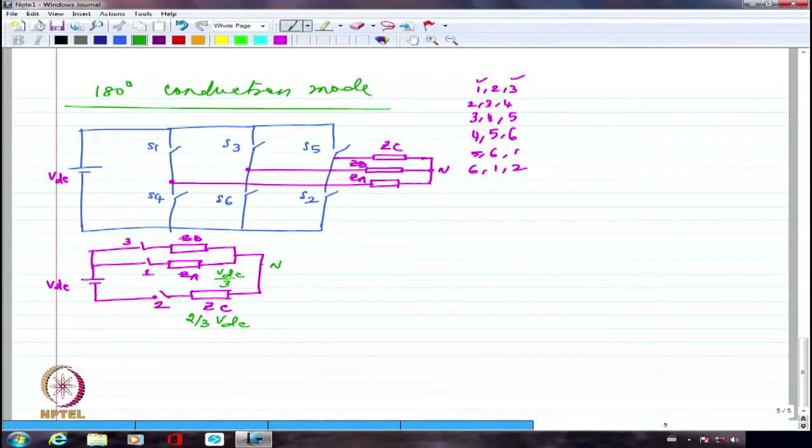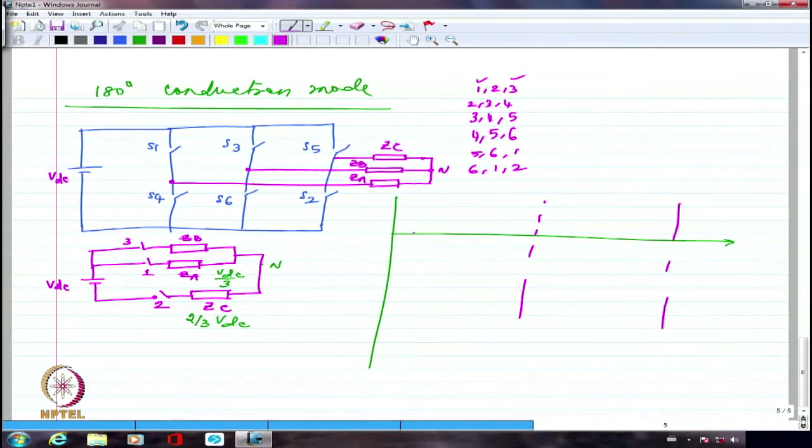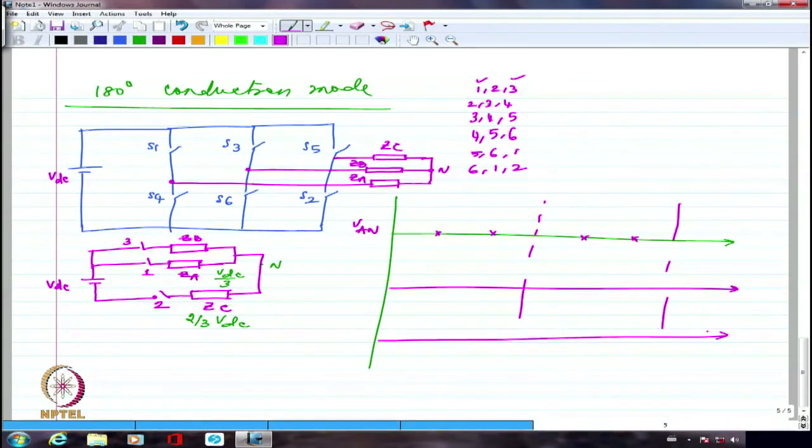So if I try to draw what is the voltage waveform corresponding to this particular interval, right? So let me probably again divide this into 2 180 degree interval and 60, 60 and so on, right? So I'm going to have actually, let me try to draw what is VAN. So VAN during this particular duration is going to be plus VDC by 3. So it is going to be plus VDC by 3.